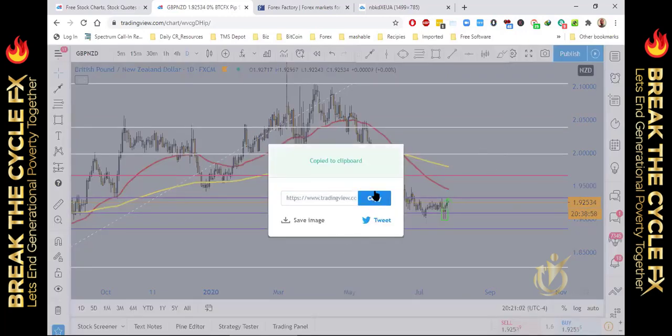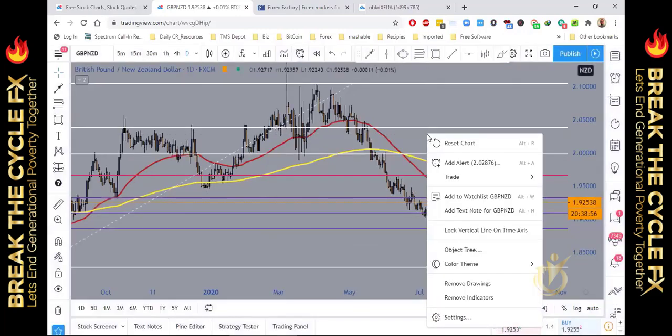I love NZD pairs also because they move so fast. NZD pairs move fast, man. Or they give you a lot of pips, let's put it like that, in the move. And GBP and NZD together? Ooh, let's talk about it. Daily time frame right here.